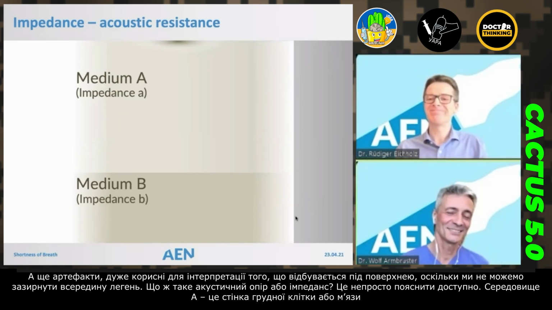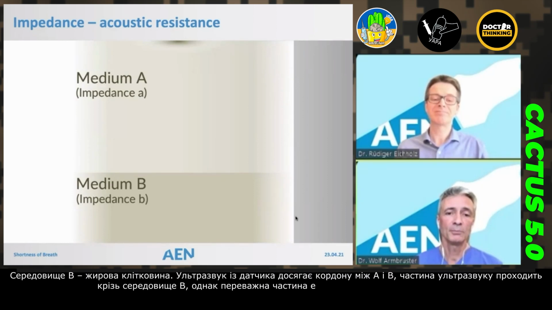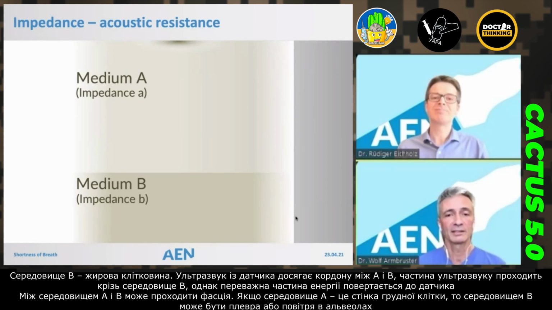Well, that's not easy to explain, but we do it in easy words. Let's say medium A is the chest wall, or a musculature, and medium B, for the first thinking, might be fat. If the sound from the probe reaches the frontier, the barrier from A to B, there's some energy traveling through medium B also, but most of the energy is going back to the probe, making a bright signal on the line between medium A and medium B, maybe a fascia.